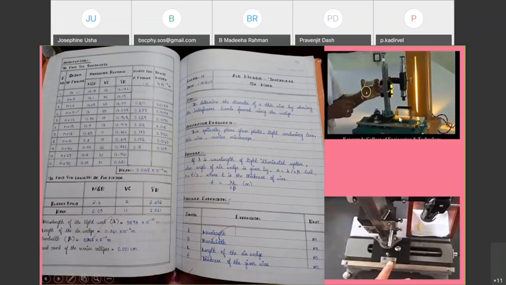At a certain distance from the tied end, we place that small wire, right? So it will form the film in between these two glass plates.